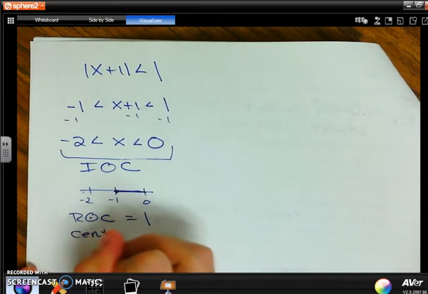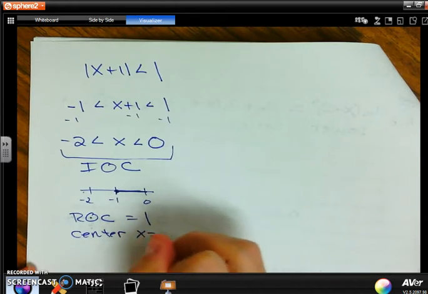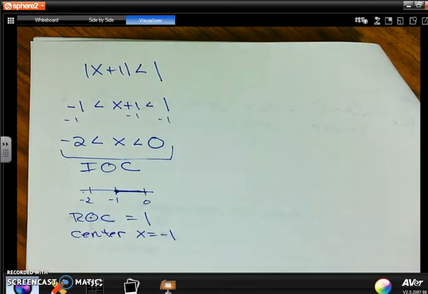And if you want to make yourself a little note that your center was at x equals negative 1, you can get that right from the beginning of the problem there. Okay, so there's 2 examples.